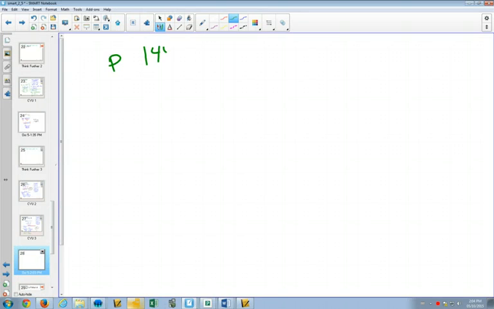Turn to page 144. First of all, example 4, we're going to skip. It's a big, nasty word problem. You can read over it if you would like, but we're going to skip example 4.